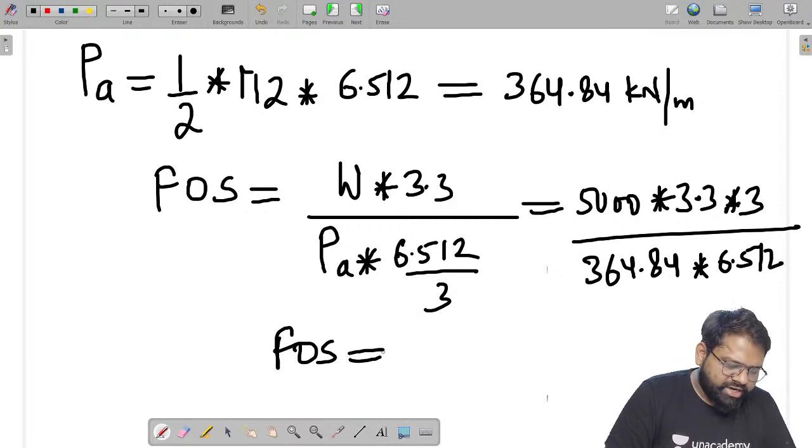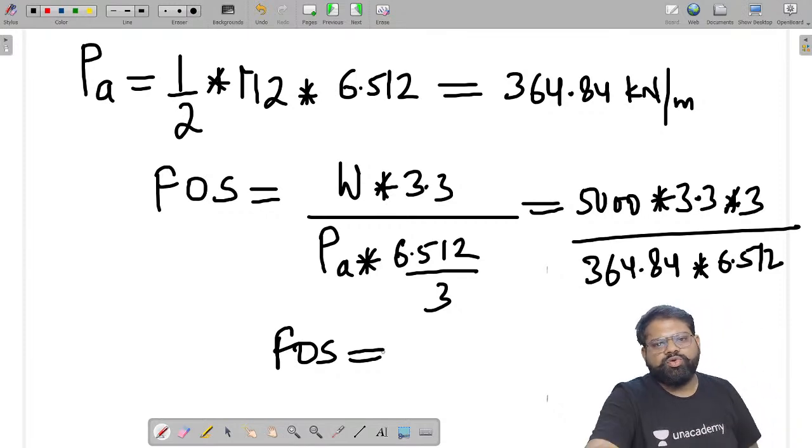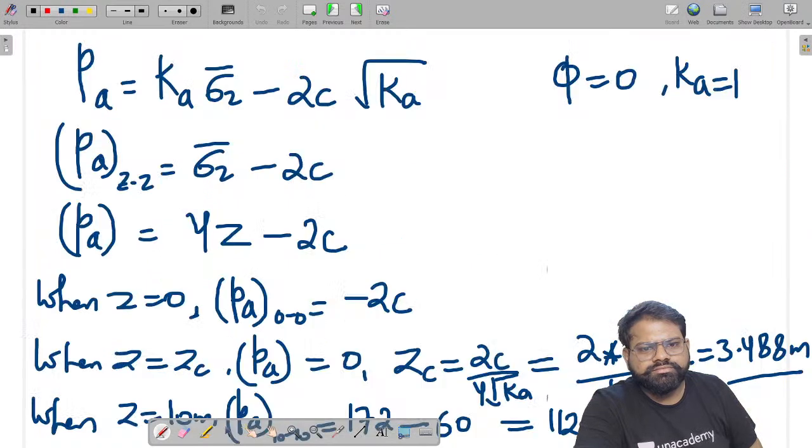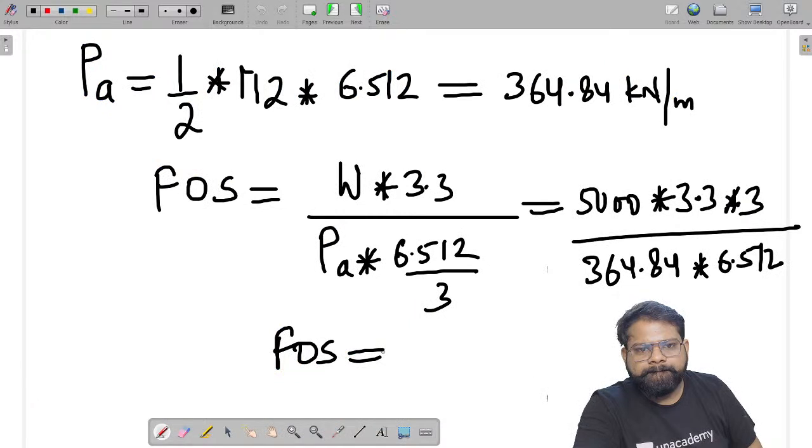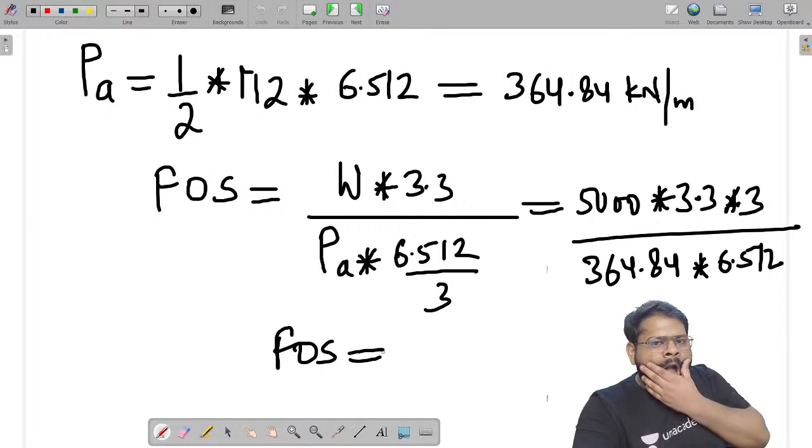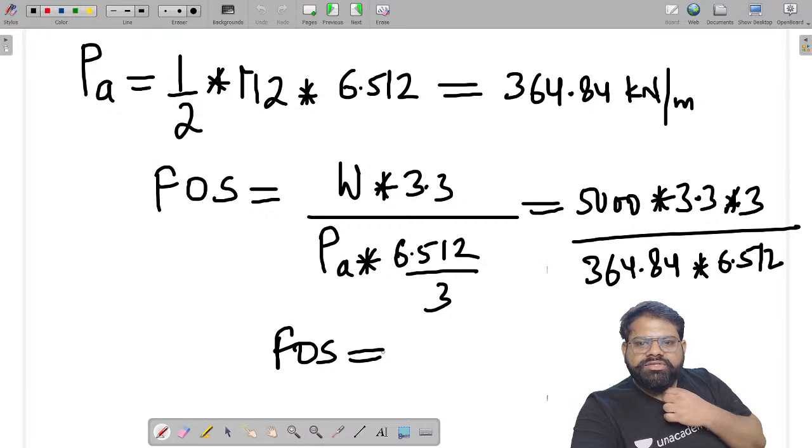let us solve it. 5000 multiplied by 3.3 multiplied by 3 divided by 364.84 divided by 6.512. So the factor of safety is coming out to be very high. Why? This is right.